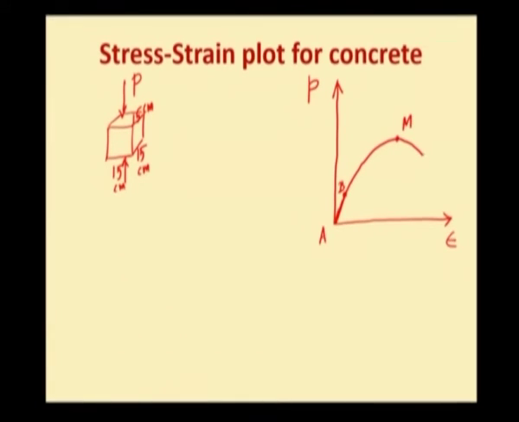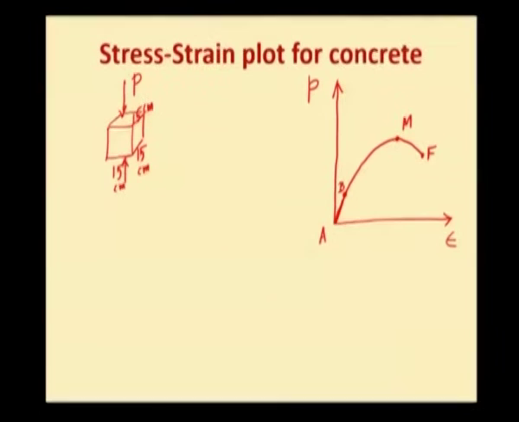Now, if you see the shape of this stress strain plot, it will be almost curvilinear except for the initial portion AB. So, the stress strain plot will be a straight line for the initial small portion AB. Beyond point B, the relationship between the stress p and the strain epsilon will not be a linear one, it will be a curvilinear one. This is due to the formation of fine cracks within the concrete cube. So, beyond point B, there will be formation of fine fractures or cracks within the concrete cube, and hence the relationship between stress and strain won't be linear. So, AB will be the linear portion, a small linear portion.